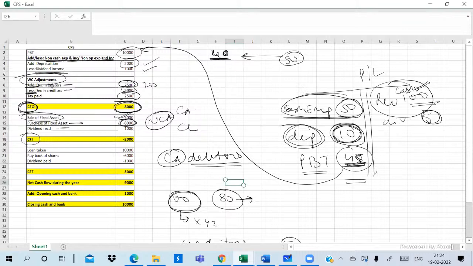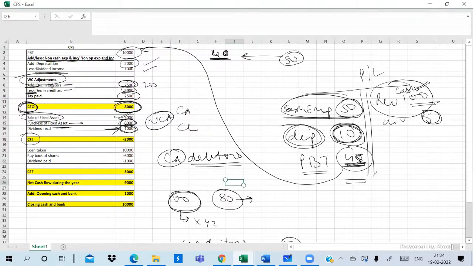Then you could have something like a dividend receipt. So if you've done investment somewhere, you've bought shares and you're getting that money because of the dividend income. Now, that dividend income is not a part of your operating activities, but it's a part of your investment activities. And because you're receiving dividend, it's an inflow. So I'll show it as a positive number, 1,000.